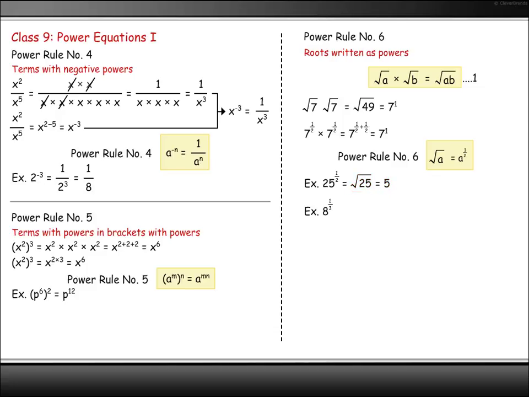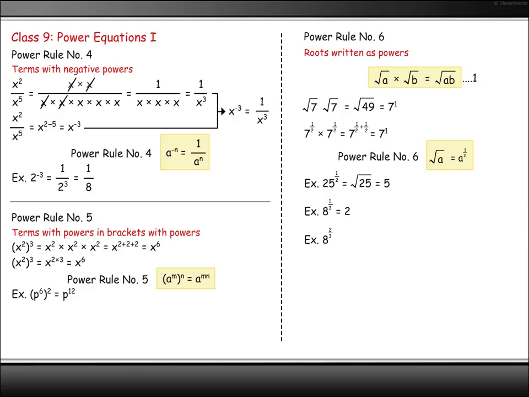Evaluate 8 to the power of a third. Ask yourself what number multiplied by itself 3 times gives 8. 2 by 2 by 2 gives 8. So the answer is 2.